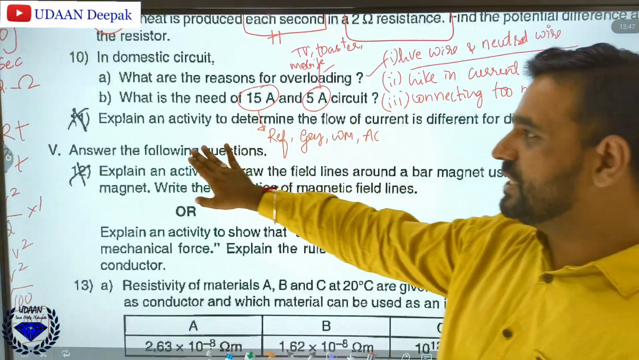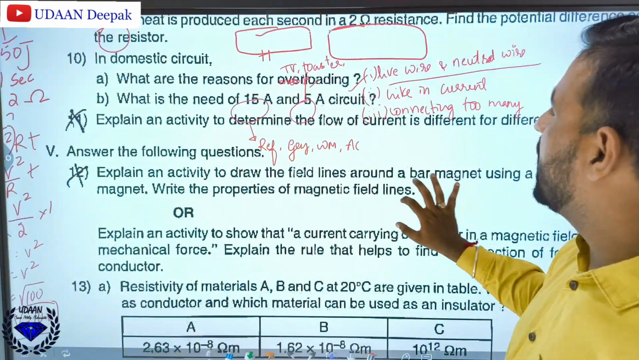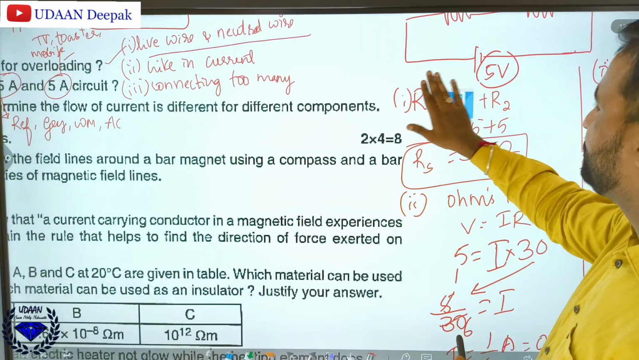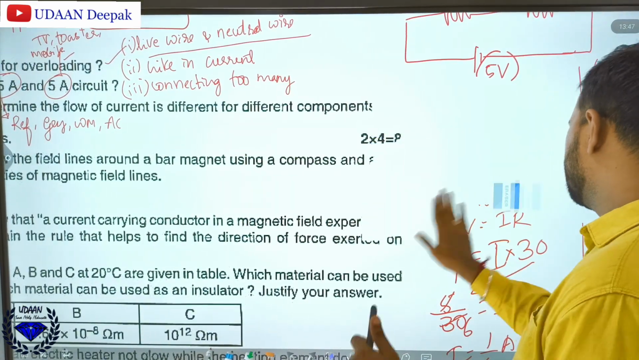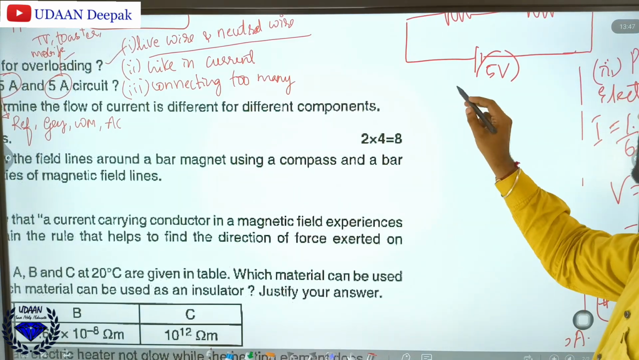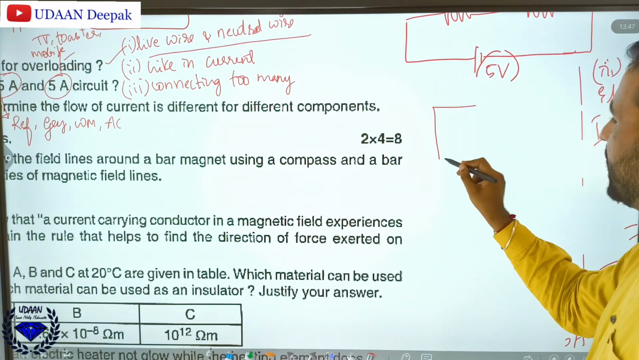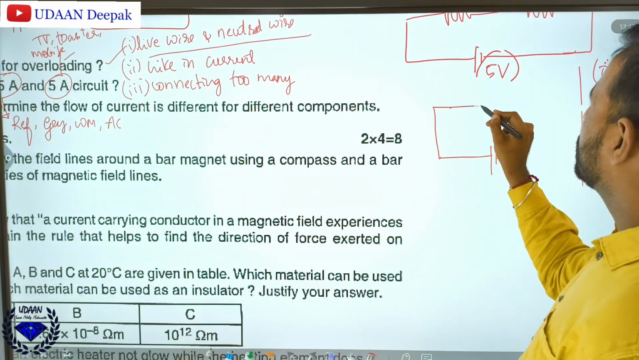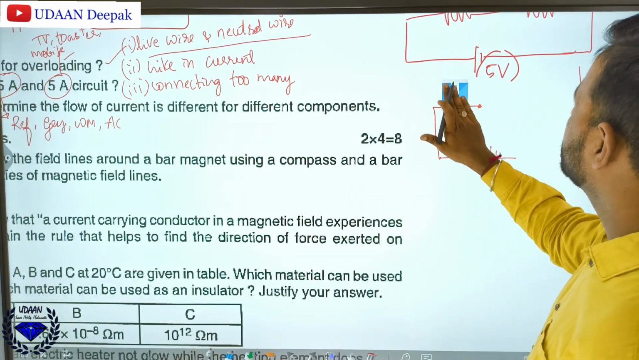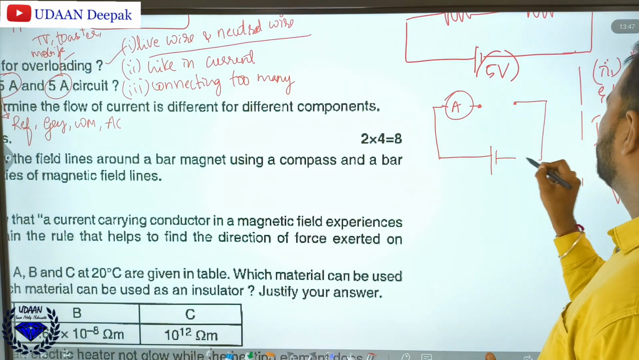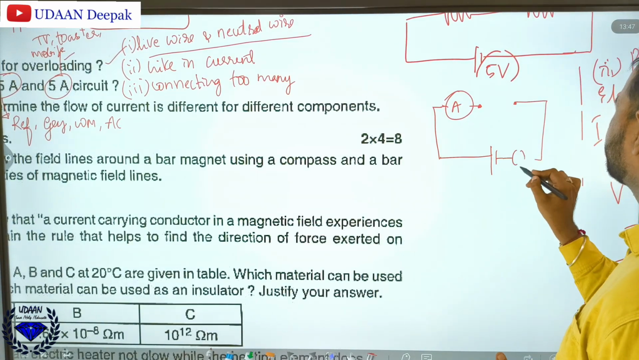Then there is one activity here: explain an activity to determine the flow of current for different components. This is from the chapter on electricity. How to do this? We should draw this diagram. We should take one wire and connect it to an ammeter, and use a plug key in this wire.